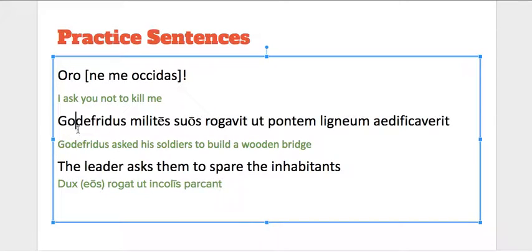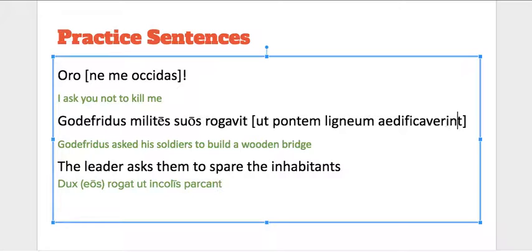Okay? Line number 2. So we're going to read in Latin first. Godfridus milites suos rogavit. We see ut, so we put the first block down. Pontem ligneum aedificaret. We see our next verb. So we know that's our subordinate clause. We go back to the beginning. We know we can just take this main clause by itself now. Godfridus asked his soldiers. This is nice. We have the accusative in the main clause, so we now know what the subject of the subordinate clause will be. Godfridus asked his soldiers to build.